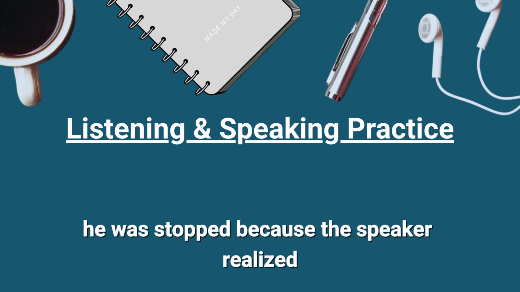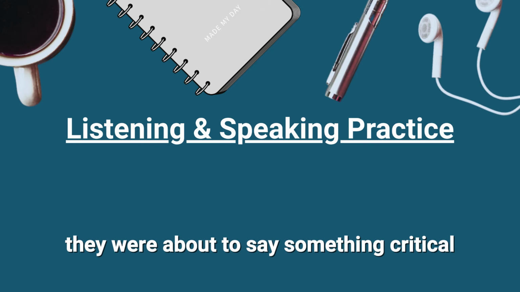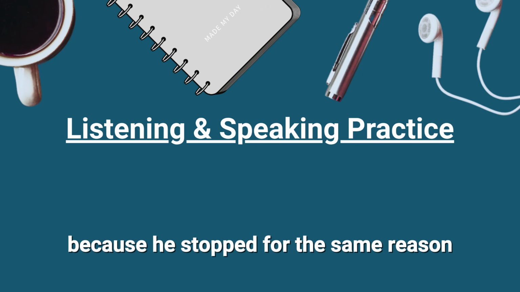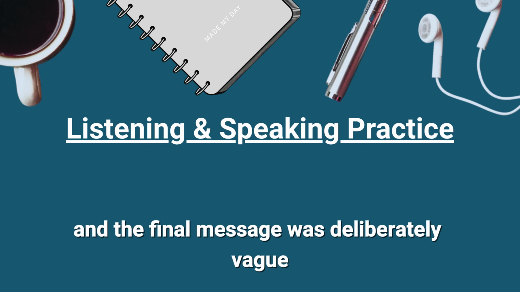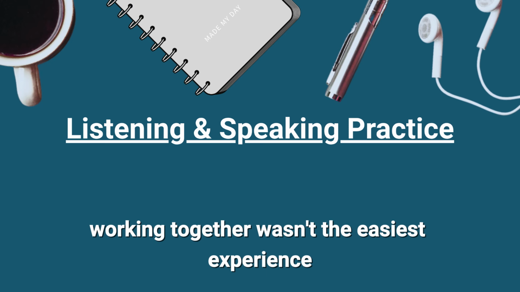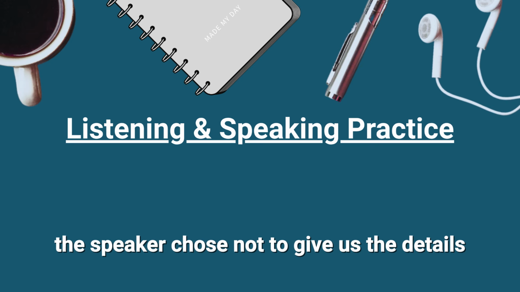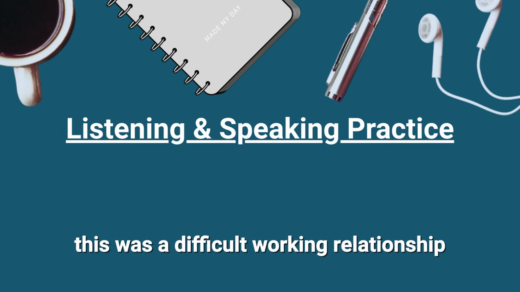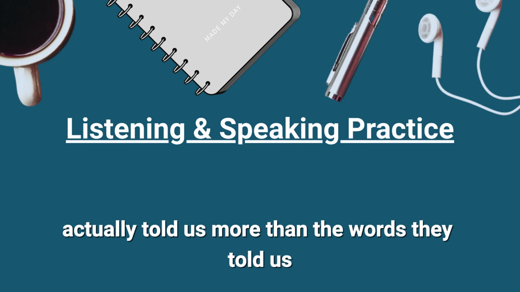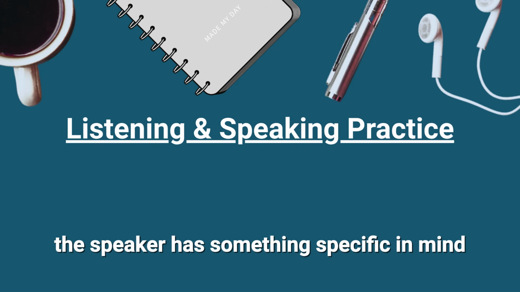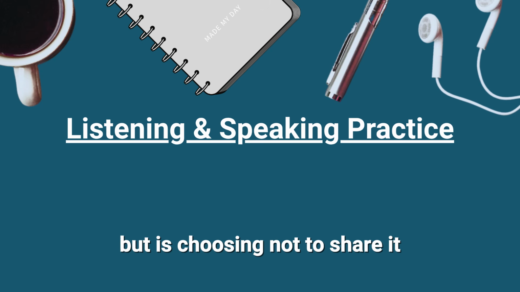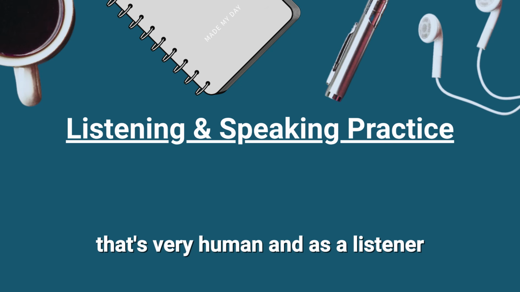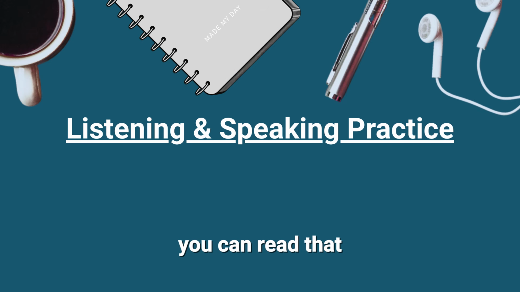The first was stopped because the speaker realized they were about to say something critical. The second stopped for the same reason. And the final message was deliberately vague: working together wasn't the easiest experience. The speaker chose not to give us the details, but we still understood. This was a difficult working relationship. The restarts here actually told us more than the words. They told us the speaker has something specific in mind, but is choosing not to share it. That's very human. And as a listener, you can read that.